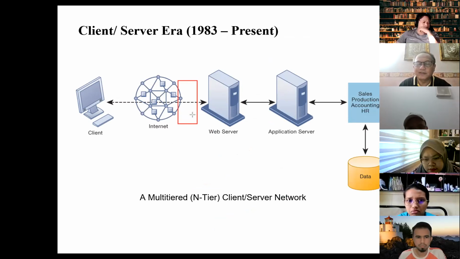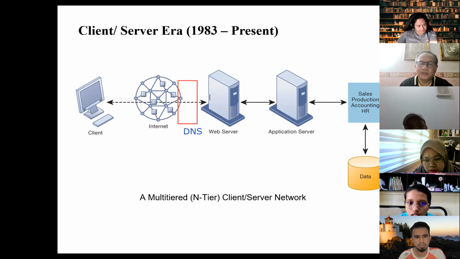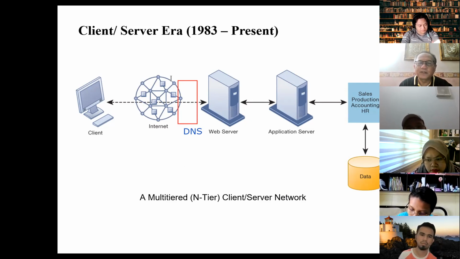Between the web server and the client, what do we have here? Oh, we have a DNS. We have a DNS, the Domain Name Server. Then only we have the web server and application server. And then from the application server connected to each department, and then we have the data network here. This is the client server era.